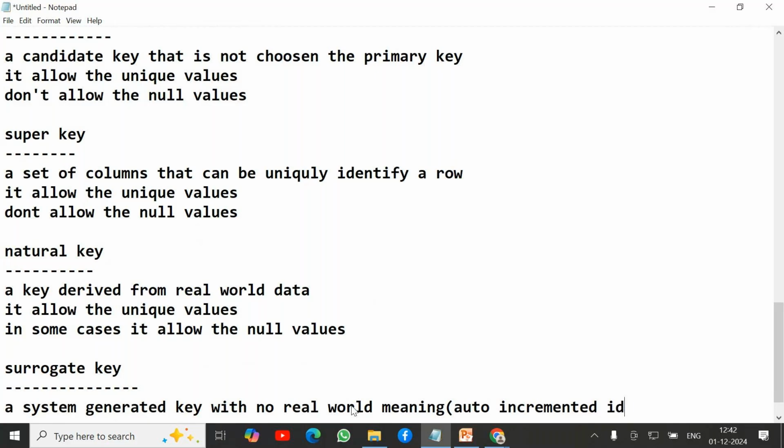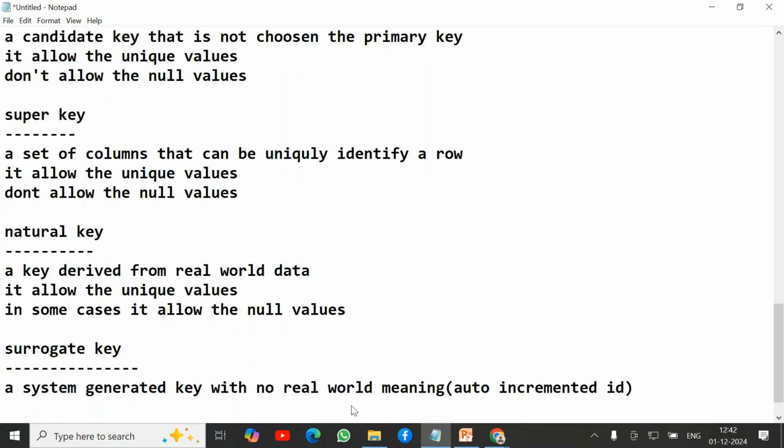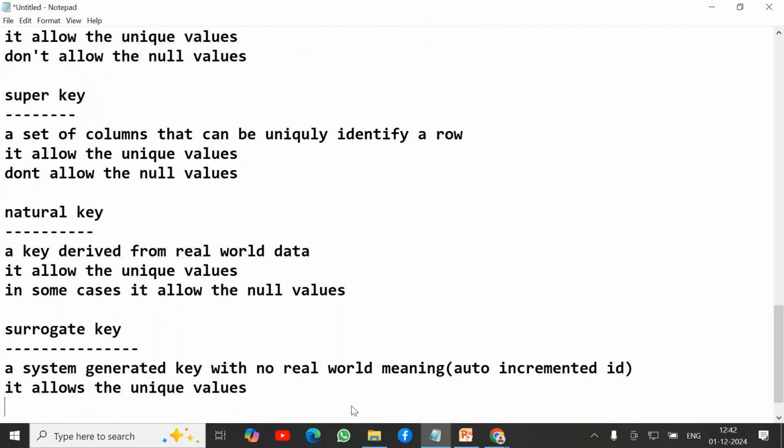Okay, it allows unique values. It doesn't allow null values.